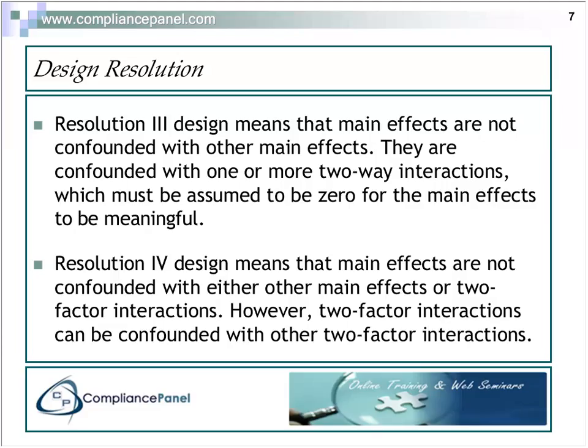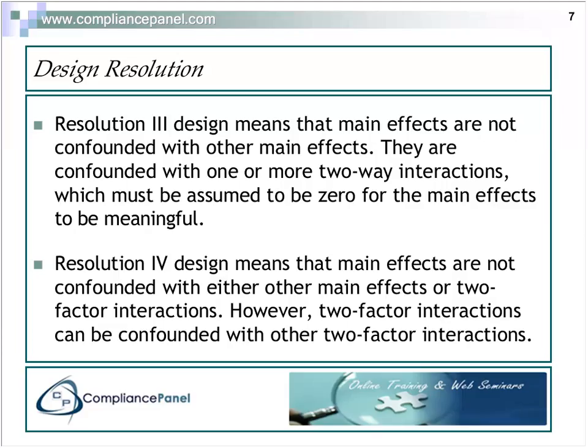First is a resolution 3 design. In a resolution 3 design, it means that only the main effects can be estimated clear and free. A resolution 3 design means that the main effects are not confounded with other main effects. That means that if I see an effect for factor A, it is just due to factor A and not due to B or C. So this is where we talk about a design where we can estimate the main effects.